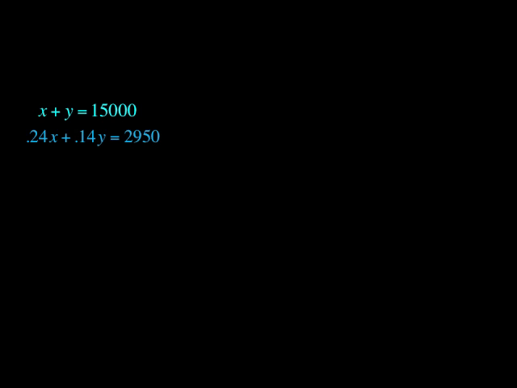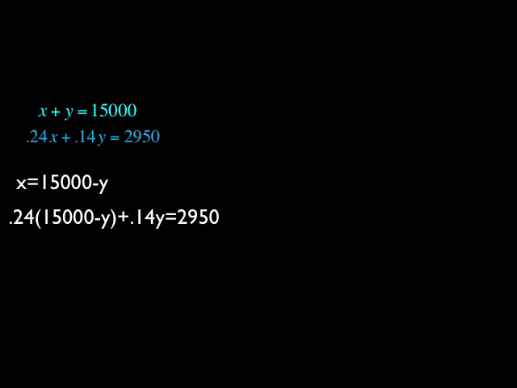If you didn't solve it before, pause this video and solve it on your own. Just so you know, I'm going to do substitution if you want to do it the same way. Because we did elimination on the last one, I'm going to solve for x. Okay, now that you're back, we solve for x in the first equation. So we plug it in for x in the second equation. So 0.24x becomes 0.24 times 15,000 minus y. My 0.14y is just the same. My 29.50 is just the same. Next, I distribute.